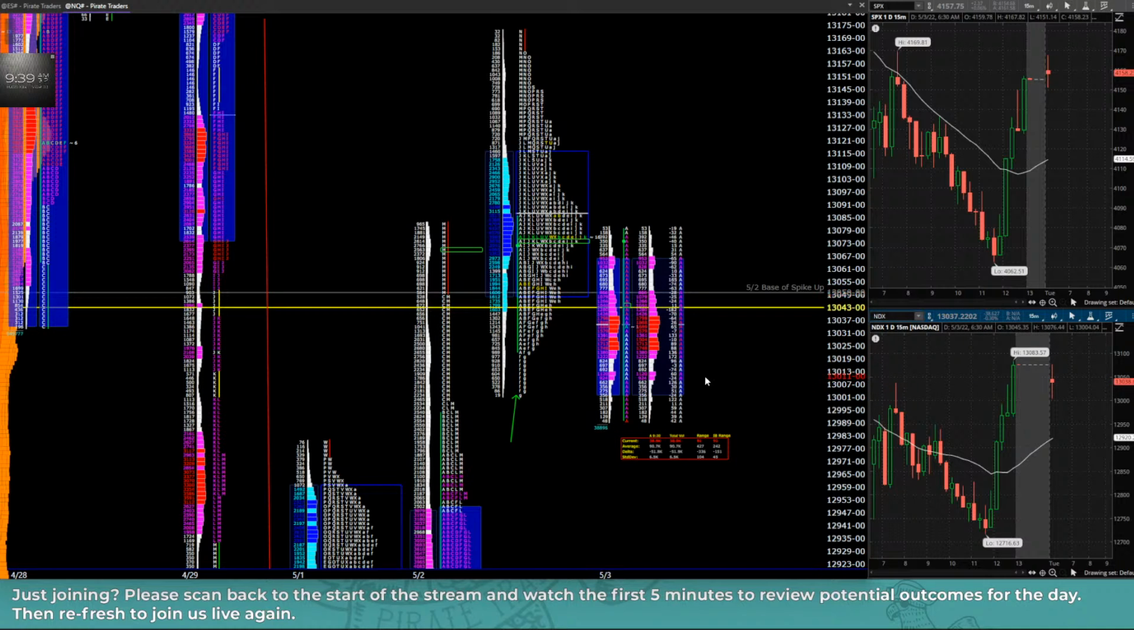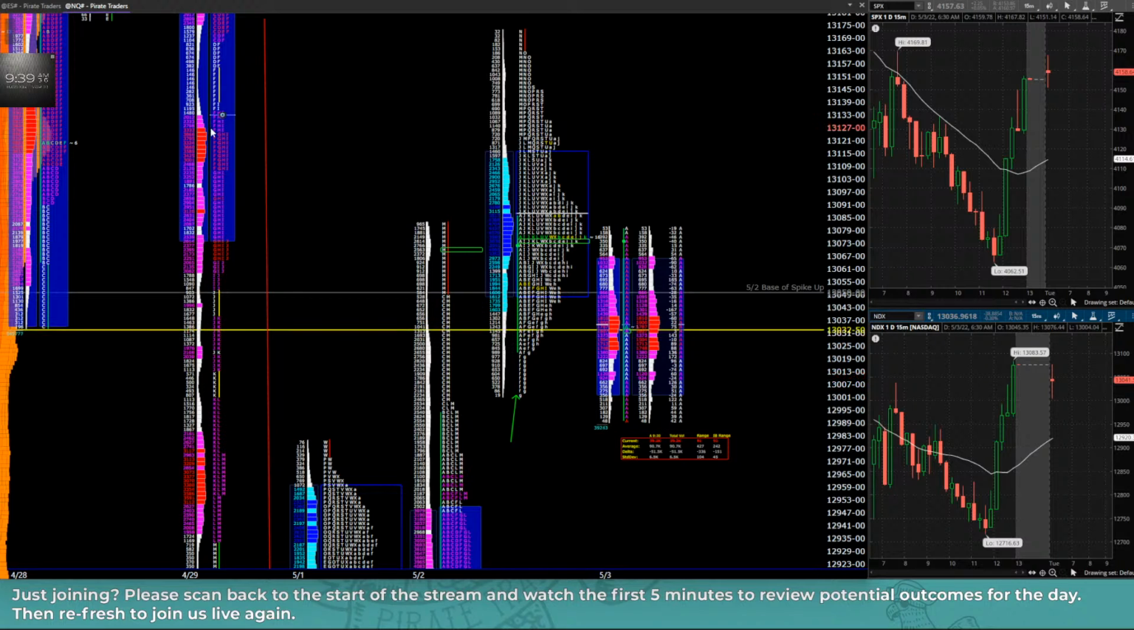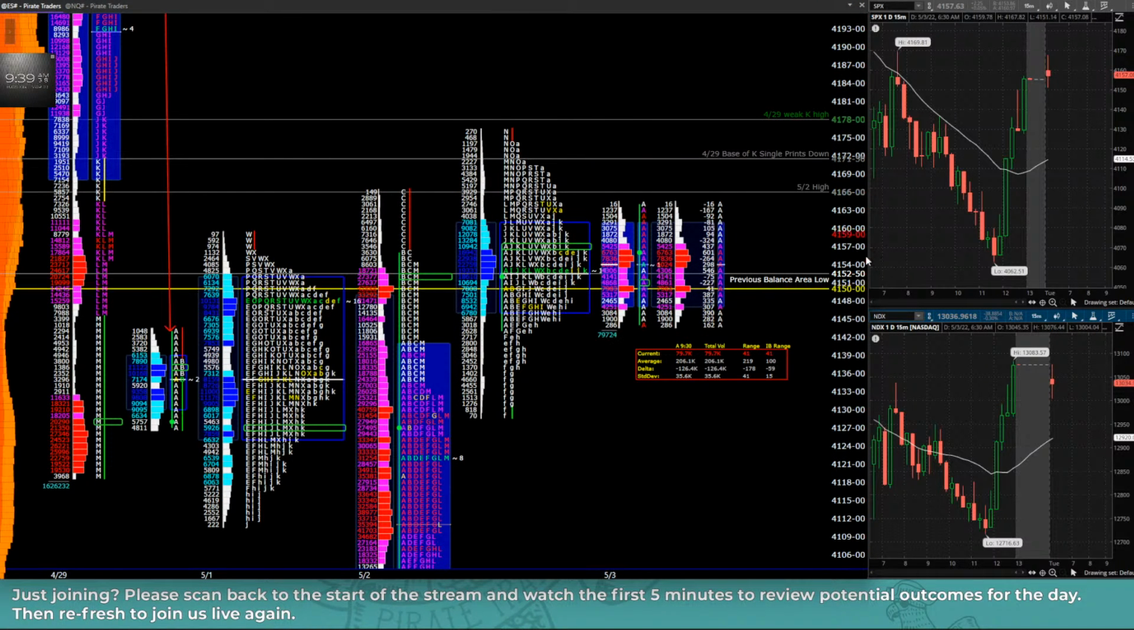Man, the NQ moves so fast. Oh, they're both moving fast. Okay, so somebody's accumulating something.